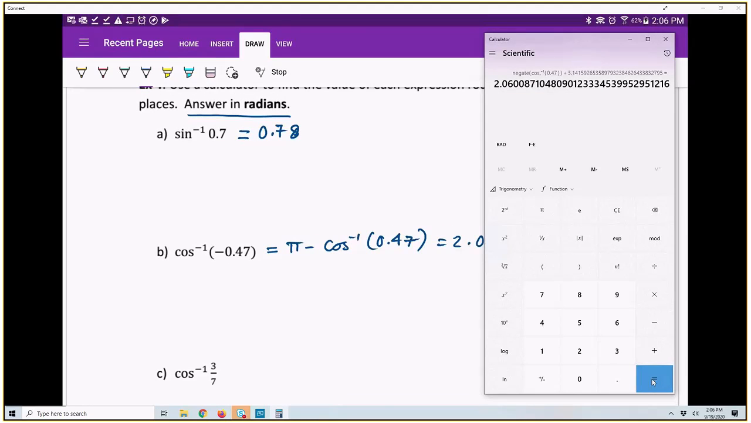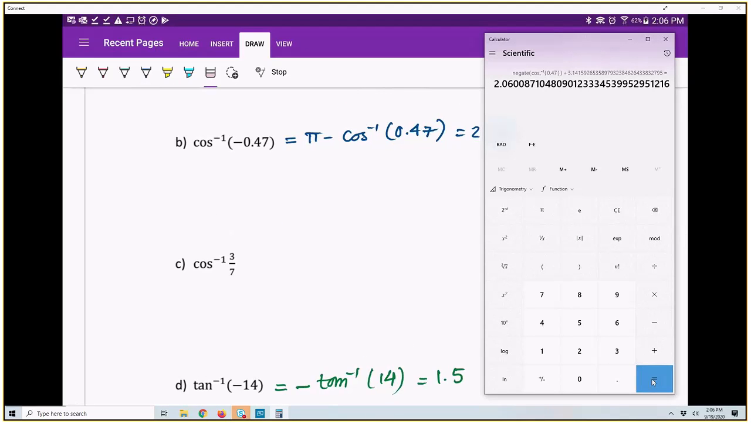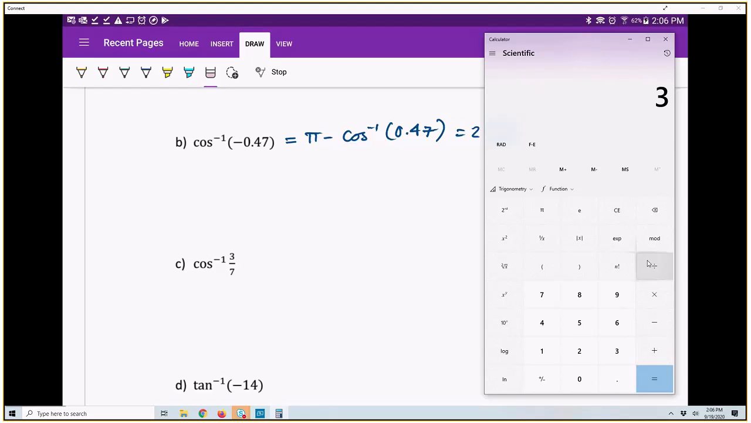2.06. The third one is cosine inverse of 3 over 7. When I'm doing cosine inverse of 3 over 7, it's positive, so I don't have to worry about anything. So 3 divided by 7, and then I take the trigonometric functions, second function, then cosine inverse. And I get 1.13 rounded to 2 decimal places.